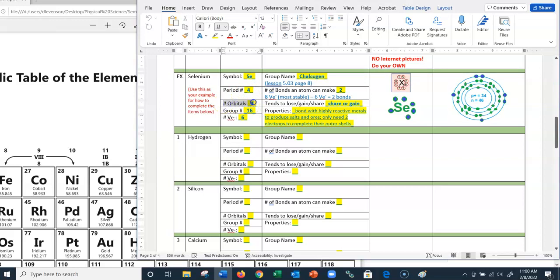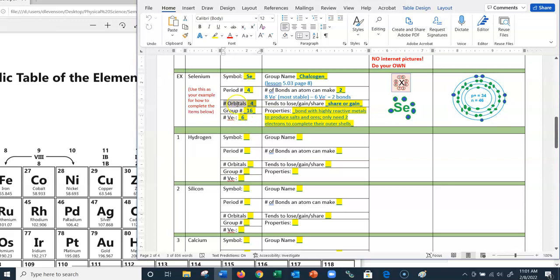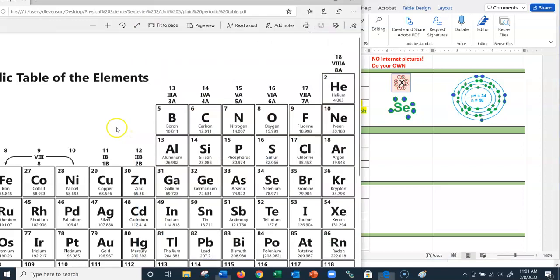How many orbitals does selenium have? And when we talked in class, we know that the first row has 1 orbital with 1 or 2 electrons. The second row, or the second period, has 2 orbitals, 3 orbitals, 4 orbitals. So if it has 4 periods, it has 4 orbitals. That's very important when we come to draw the Bohr model. The group number tells us the number of valence electrons.